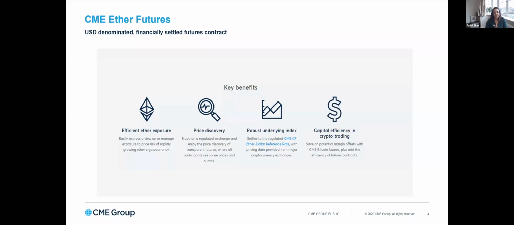So the Ether reference rate is a once-a-day reference rate of Ether in US dollar. It is published at 4 p.m. London time and is derived from executed transactions in the spot market from 5 constituent exchanges. And those exchanges are Bitstamp, Coinbase, Gemini, Itbit, and Kraken. Now, these 5 exchanges account for about 60% of the total ETH to USD volume. So a really good base to start with.